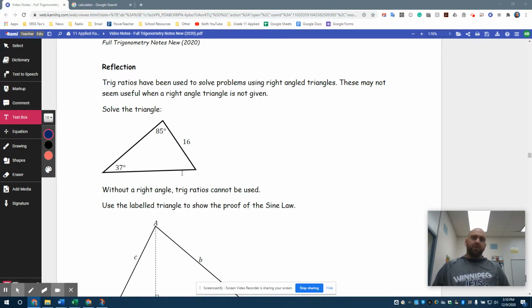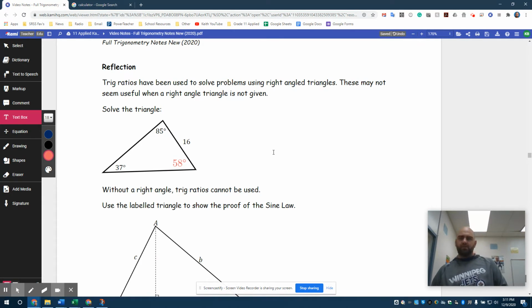Well, here's a triangle where we're given two angles and a side. Can we solve for our other sides? No, not really, because we don't have a right angle. Oh, wait a minute, this could be a right angle, couldn't it? Well, we know that to find our third angle, we can subtract our other two. And so this angle right here would be 58 degrees. Ooh, okay, there's no 90-degree corner in there.